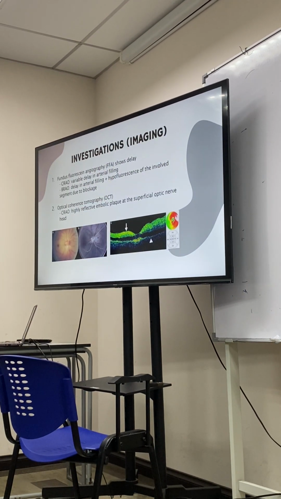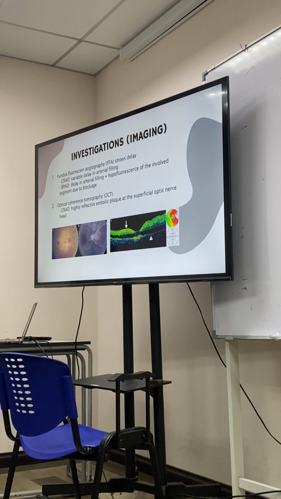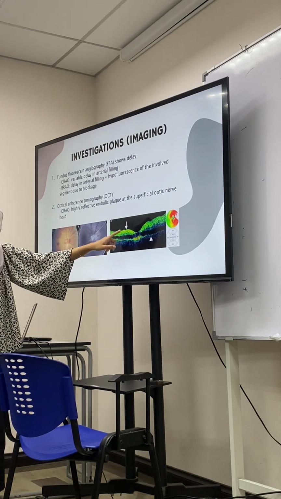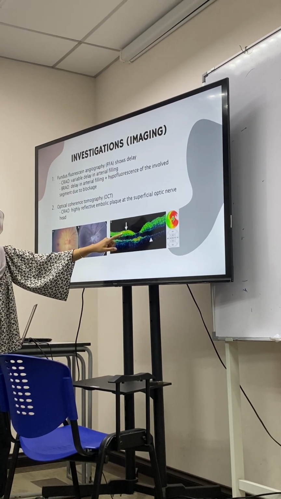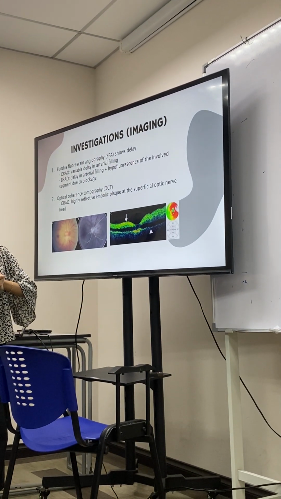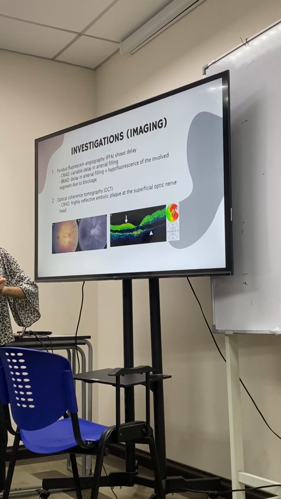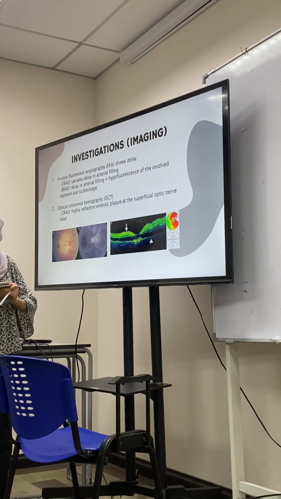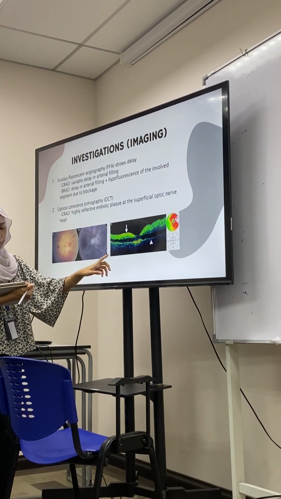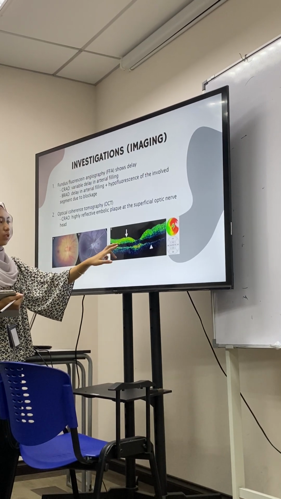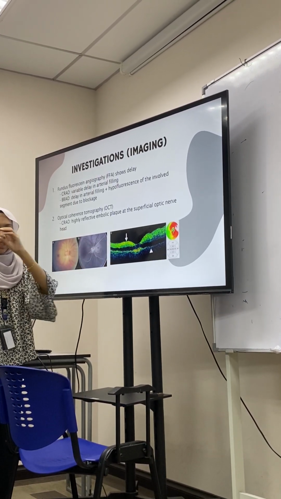Okay. So the second one we can do is OCT. What we can see here is a highly reflective embolic plaque at the superficial optic nerve. So this one we can see there's a thickening, an increased thickening and also increased reflection of one of the layers in the retina.